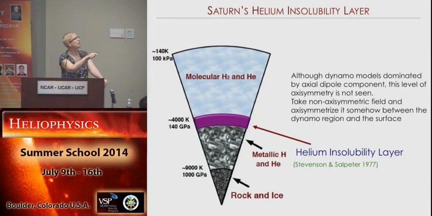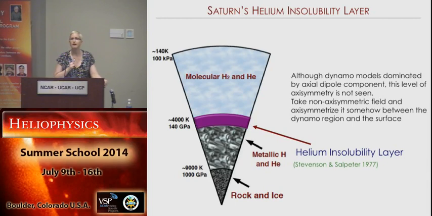Once you do that, you end up getting a compositional gradient in here that works against what convection and buoyancy are trying to do to remove heat out of the region. So you might have a region that's stably stratified, known as the helium insolubility layer or helium rainout layer, surrounding the dynamo. Now what this means for the dynamo is that magnetic fields are being generated down here. They might be fairly complex. There might be lots of non-axisymmetric features. But before we see them at the surface, they have to pass through a layer of electrically conducting stable fluid.